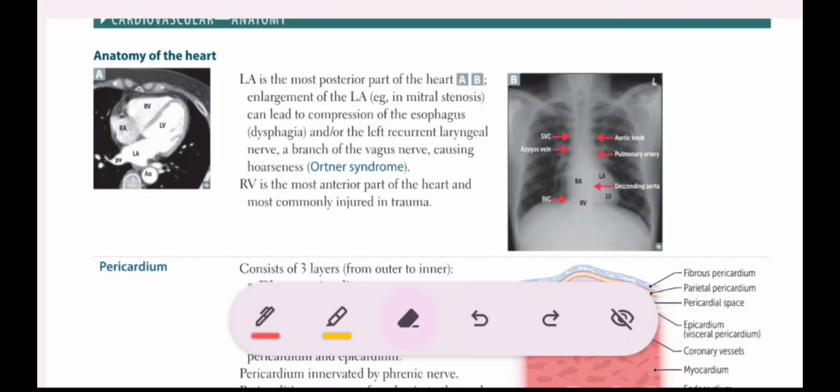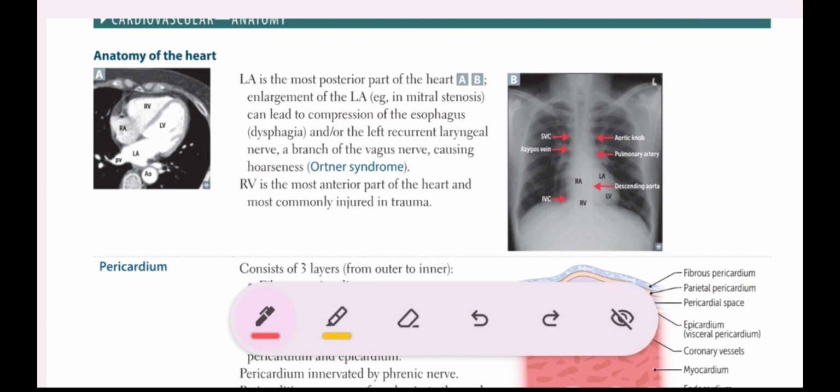So today we are going to study the anatomy of the cardiovascular system. Since we know that the heart contains four chambers, that is left atrium, right atrium, left ventricle and right ventricle. The left atrium is the most posterior part of the heart, that is it is placed most posteriorly and in close relation to the esophagus and vagus nerve.